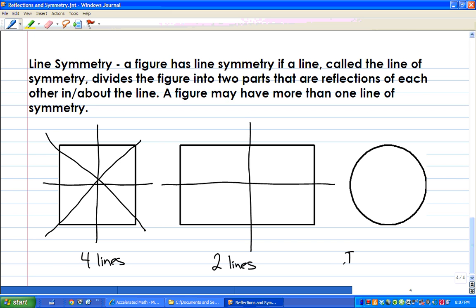And for a circle, you have infinitely many. In other words, you could never draw them all because you could always draw another one.